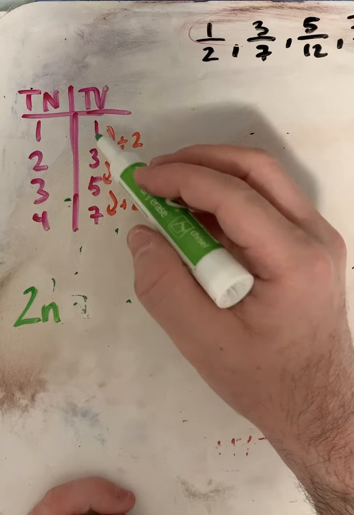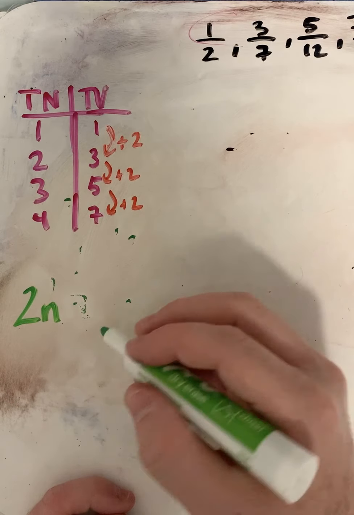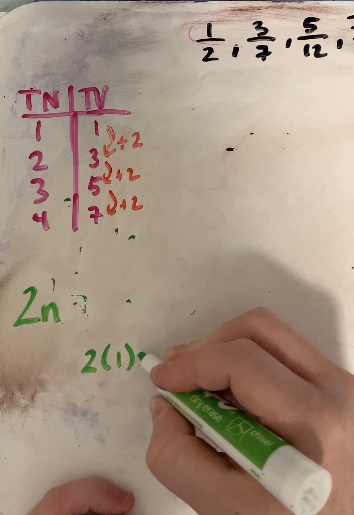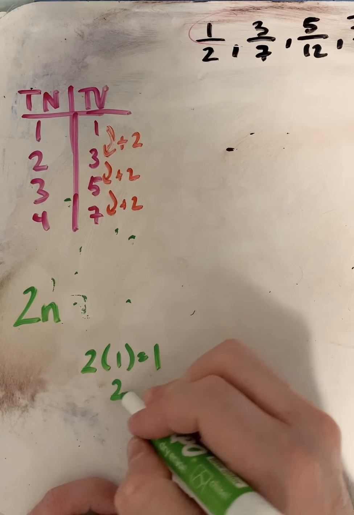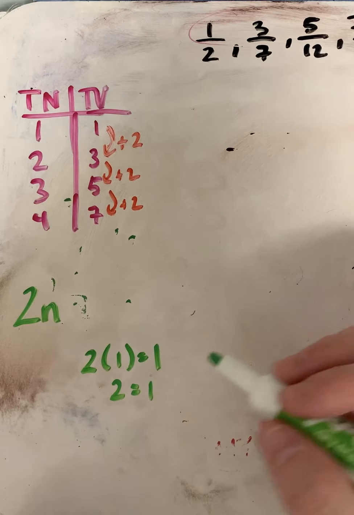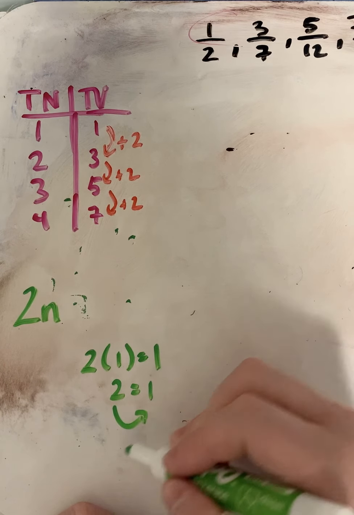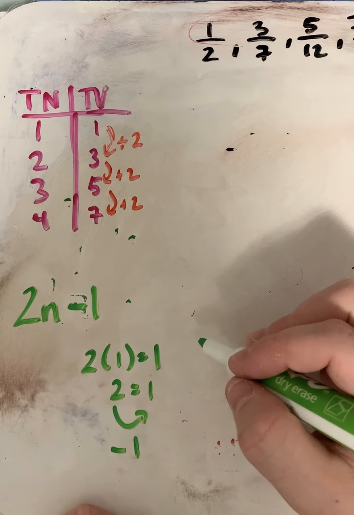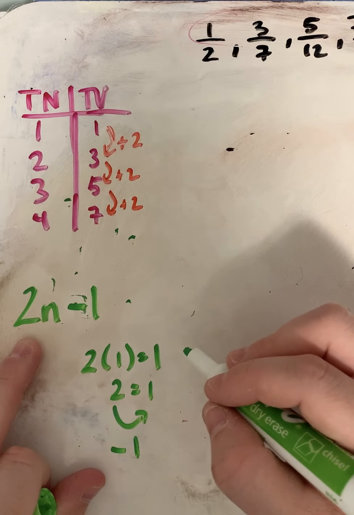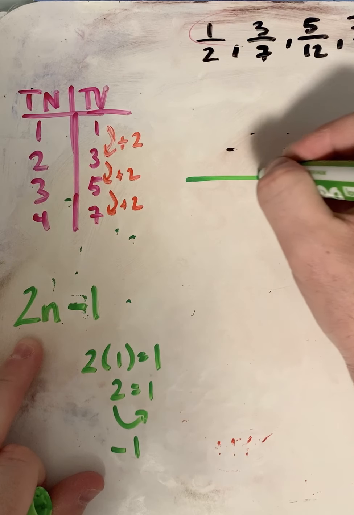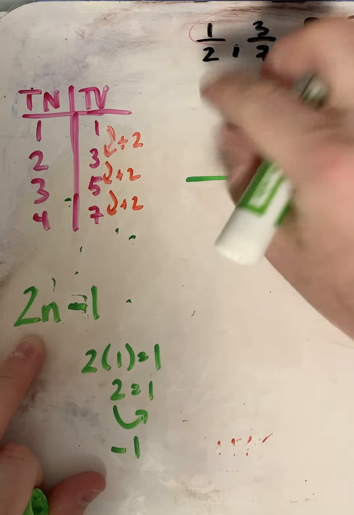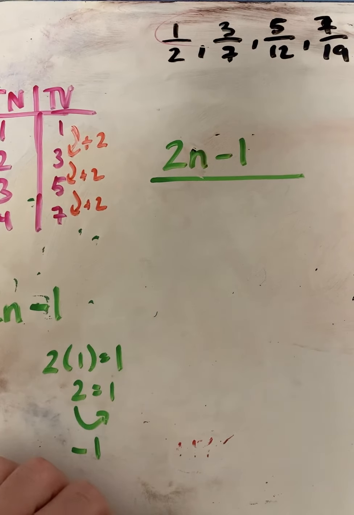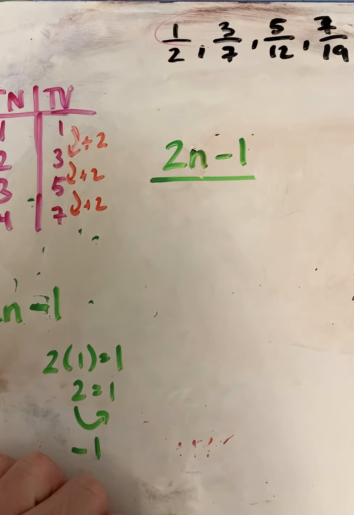So now I've got to test it. I could do the pattern 0, but for this sake, I'm just going to do it this way. 2 times 1 should give me 1. 2 equals 1. Okay, so it's not going to give me 1. So I've got to go backwards. I'm taking away 1. So I know that the pattern rule is 2n minus 1. I'm going to take this pattern rule and create a fraction line here, and put that pattern rule on top: 2n minus 1.